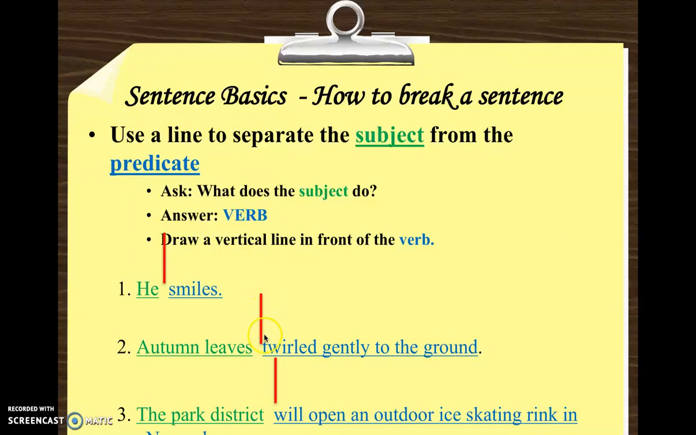Forgive my things being off here. I don't want to correct them right now. So autumn leaves is my complete subject, which we'll get into in a minute, and twirl gently to the ground is the predicate.